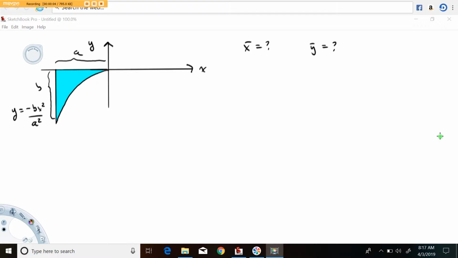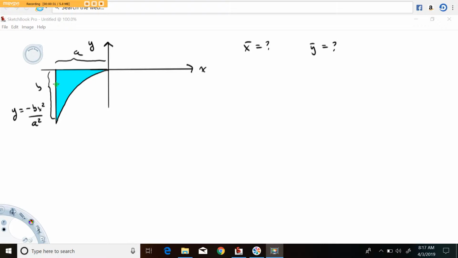I'm making this video to provide an example of how to calculate centroids. What we're going to do is take this blue geometry, where the bottom of it is defined by the curve y equals minus bx squared over a squared, and this distance is a and this distance is b. And what we're going to try to do is calculate the x and y coordinates of the centroid of this geometry.